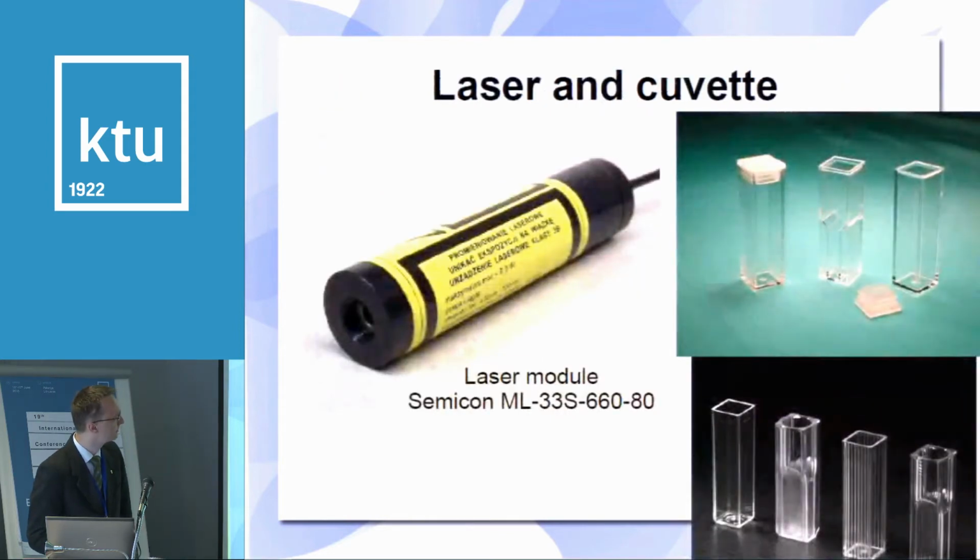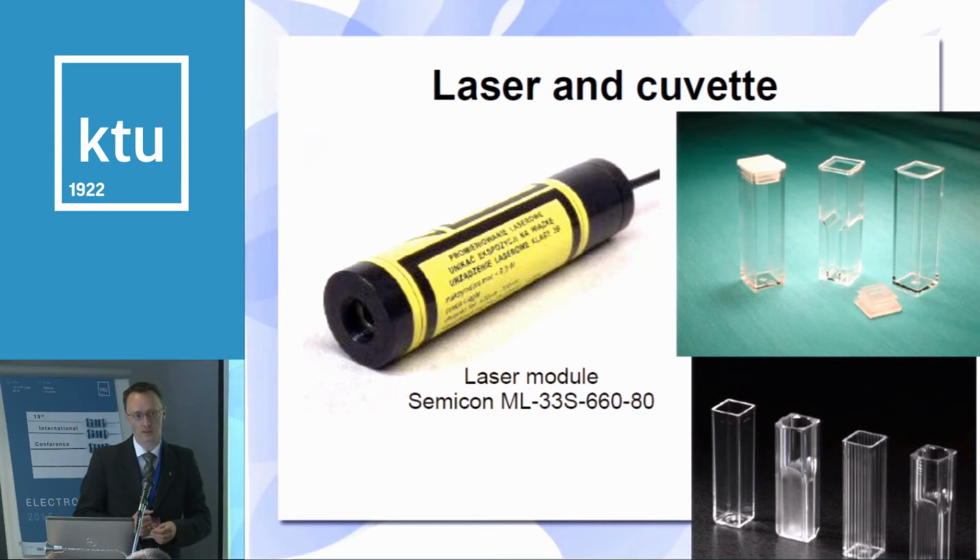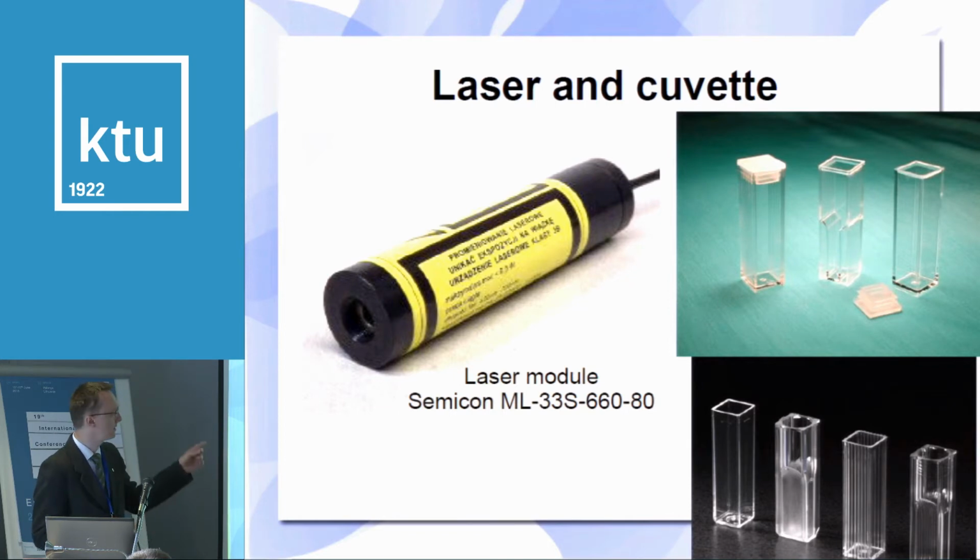My laser model is 660 nanometers, so visible red light. I was intentionally avoiding infrared light, first of all, because I was afraid of the infrared, of this power, like 80 milliwatts, and secondly, this is a cheaper choice. The visible lasers are much cheaper. Cuvette, like this, more or less.